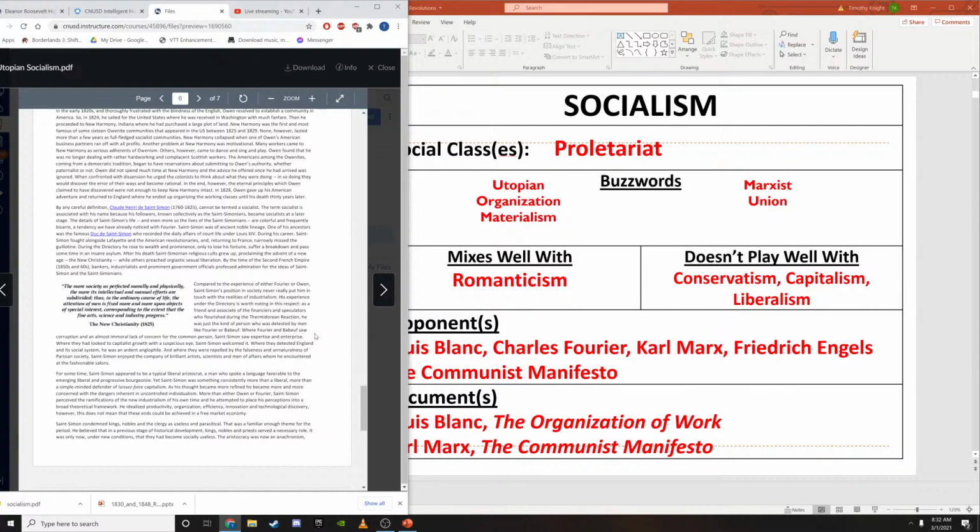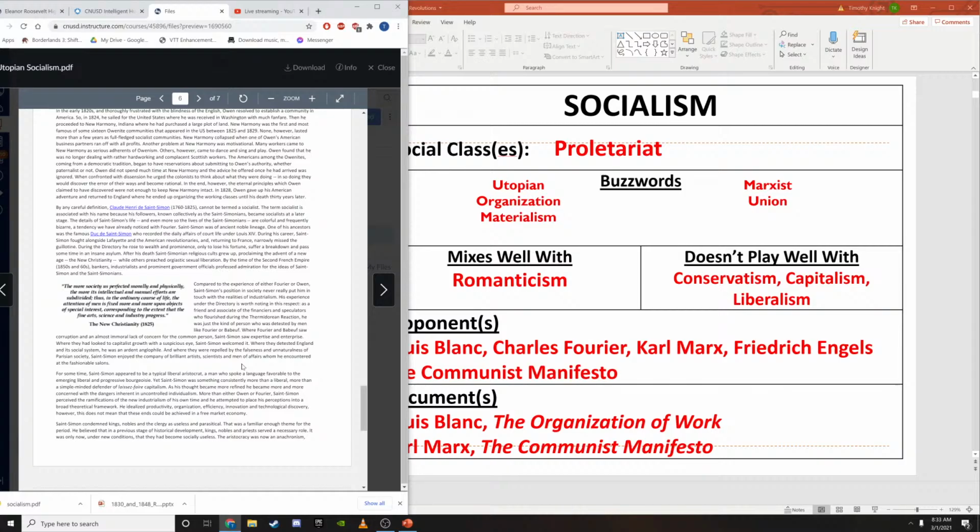He idealized productivity, organization, efficiency, innovation, and technological discovery. However, this does not mean that these ends could be achieved in a free market economy. Saint-Simon condemned kings, nobles, and the clergy as useless and parasitical. That was a familiar enough theme for the period. He believed that in a previous stage of historical development, kings, nobles, and priests served a necessary role. It was only now, under new conditions, that they had become socially useless.